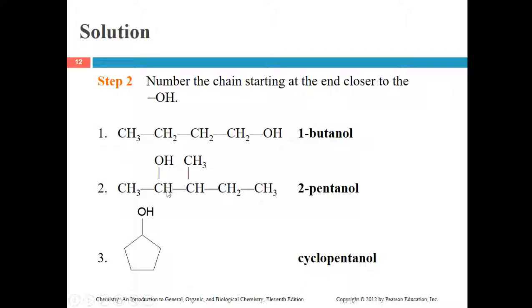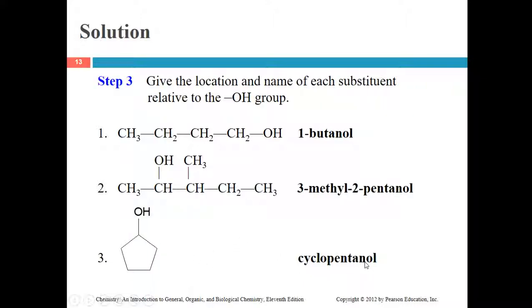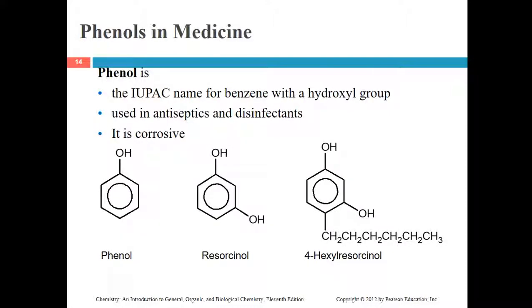Over here we're going to start from the left and go right, so this is 2-pentanol. And then, if we have any substituents on it, we put the substituents on it. So we have number 1, 1-butanol. Number 2, we have 3-methyl-2-pentanol, and number 3, we have cyclopentanol.